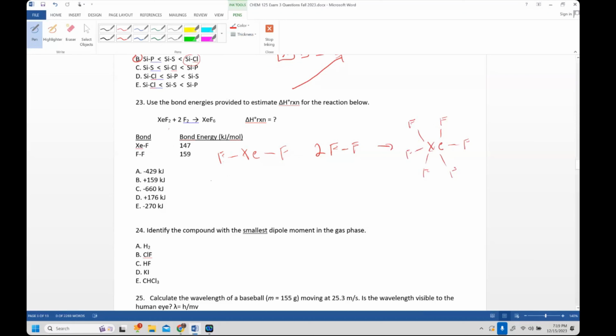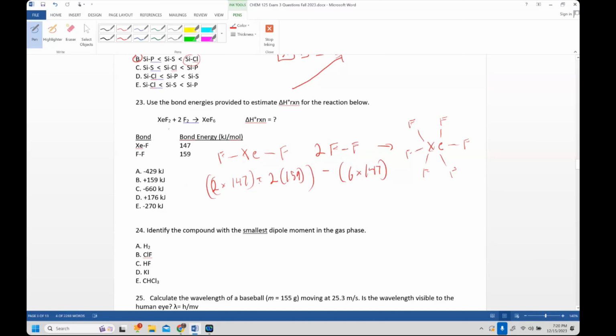Bonds broken, we have 2 XeF bonds, so 2 times 147, plus 2 times the FF bond, which is 159. And this is going to be our bonds broken minus the bonds formed, which is pretty easy. It's just 6 times our XeF bonds, which is 147. So that'll be your answer.